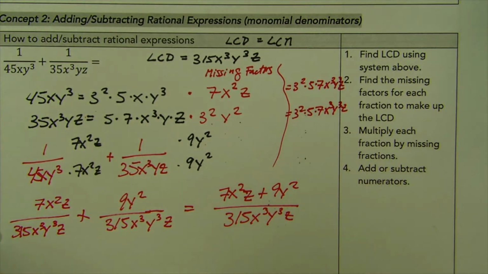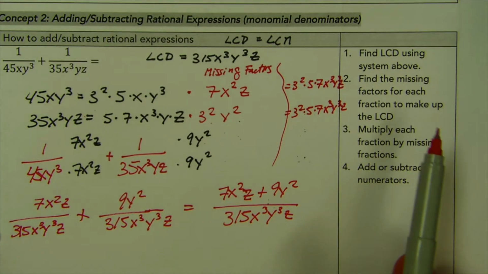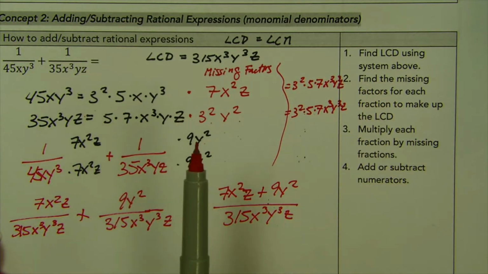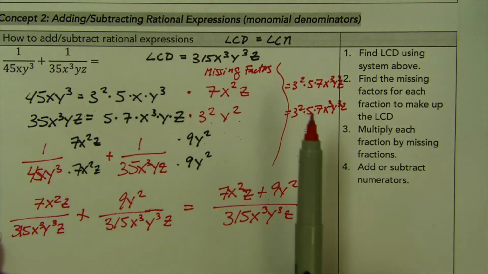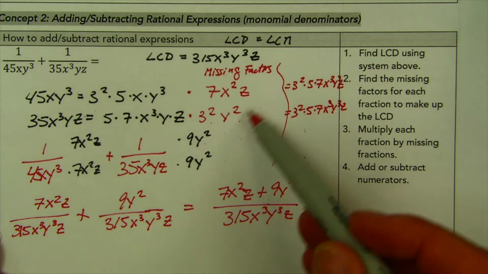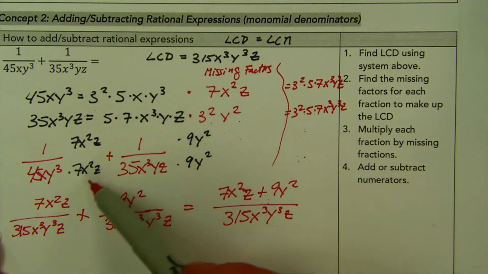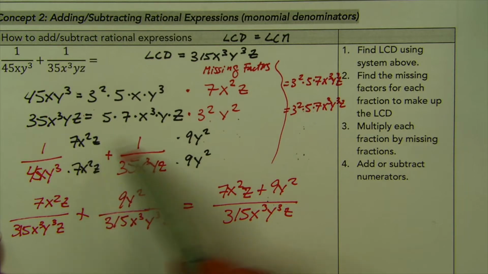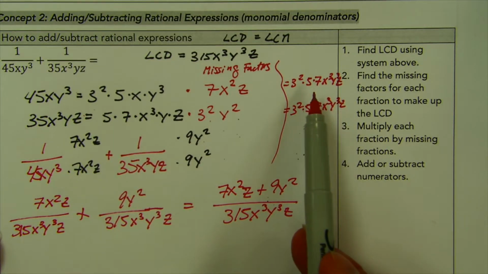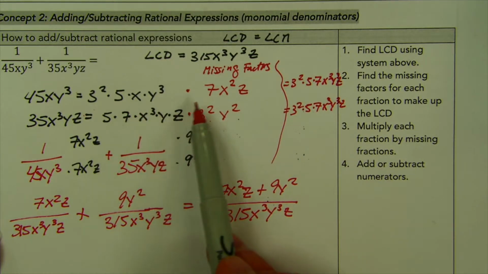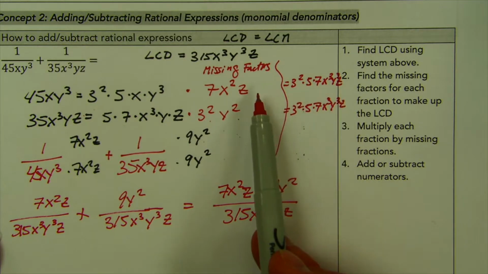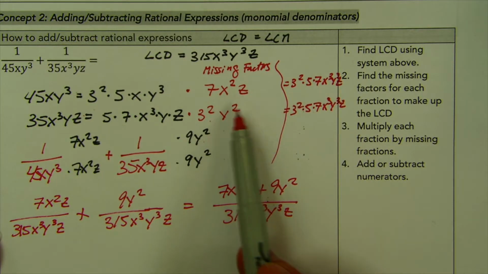Good times. Okay, so let's go through these steps right here. You found the LCD using the system above, the one right above your paper, right there. And then we found the missing factors. What do I need to multiply to get to the LCD? It helps if you list the factors of the LCD and find which ones are missing. So in this one, 7 was missing. We only had 1 x. We need to have x cubed, so I put an x squared.